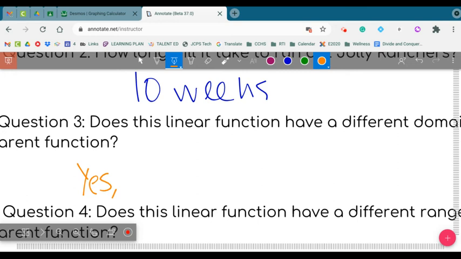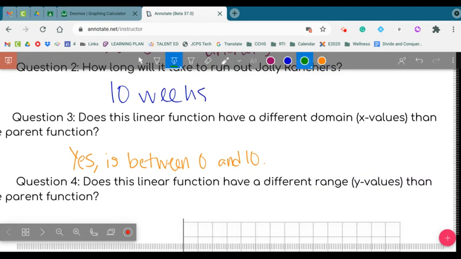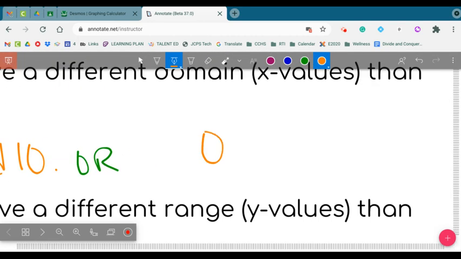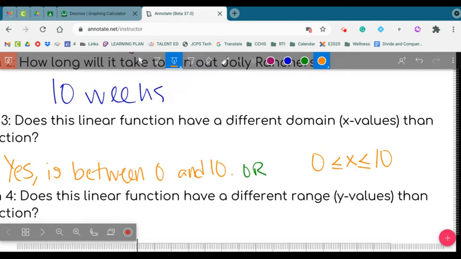So we can say our domain is between 0 and 10. Or you can write it out in a different format. This is where we do 0 is less than or equal to x, which is less than or equal to 10. This basically means our x values are between 0 and 10.